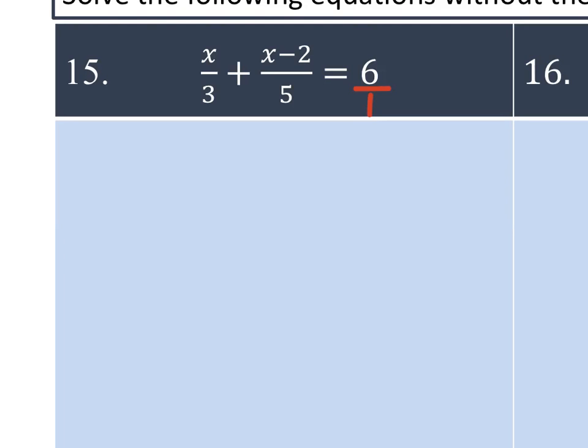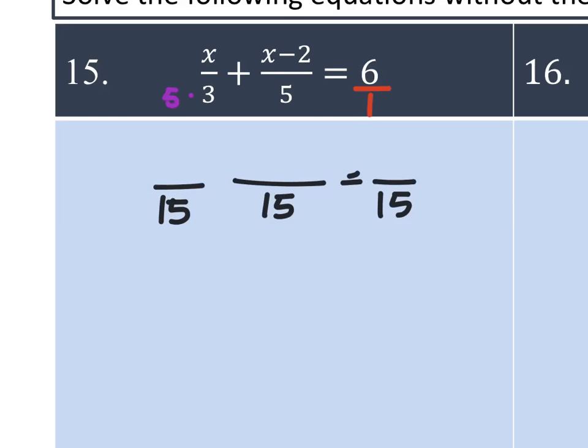So 3, 5, and 1, I'd say the lowest common multiple between these three numbers is 15. Okay, so that means that the first fraction, I need it to be in 15ths. Same with the next one. And even the 6, I need this to be in 15ths. Okay? Now this is scaling the fraction, so I'd say, well, what do you multiply 3 by to get 15?